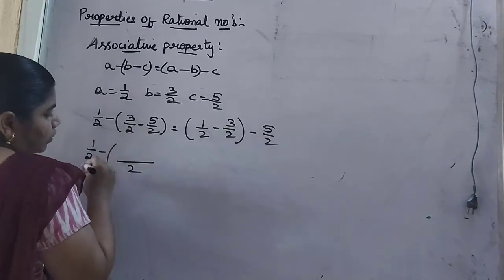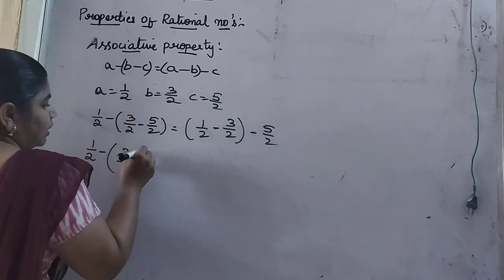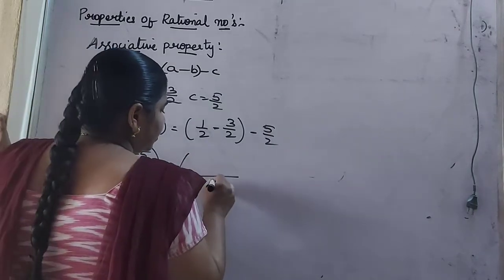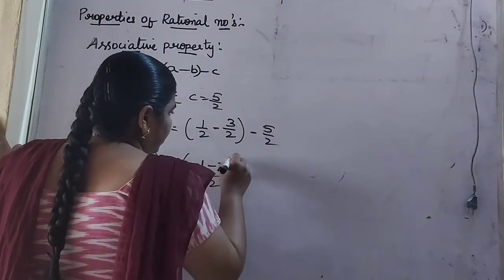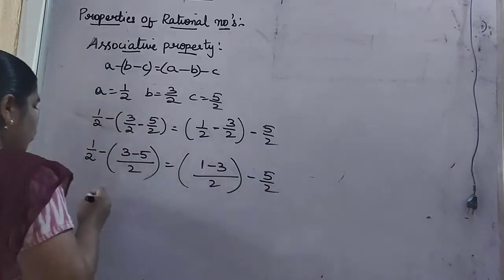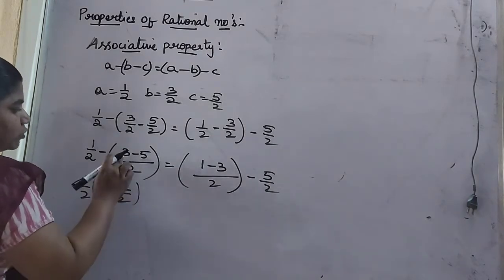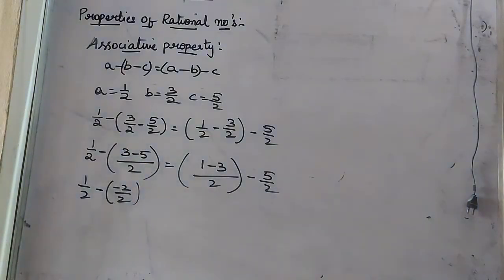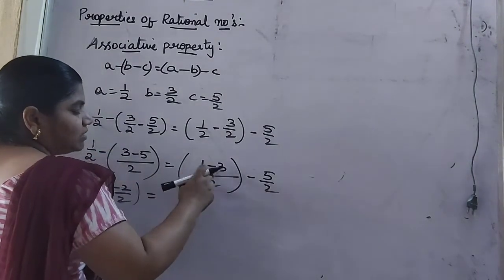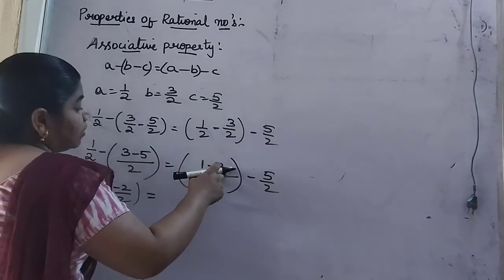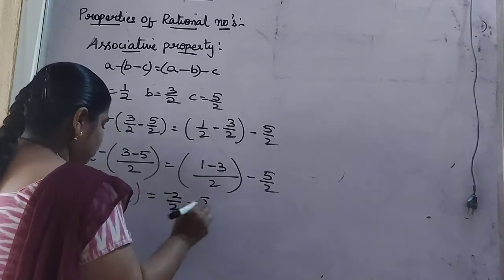Both the denominators are equal, so 2 will be the LCM. Subtract this numerator value, that is 3 minus 5. In this case also the LCM will be same, that is 2. Subtract the numerator values, that is 1 minus 3 minus 5 by 2. Okay, so 1 by 2 minus 3 minus 5 will be minus 2 by 2. From smaller number we are subtracting the bigger number, so it will be minus 2 is equals to, again here 1 minus 3, from smaller number we are subtracting the bigger number. 3 minus 1 is 2, so it will be minus 2 by 2 minus 5 by 2.